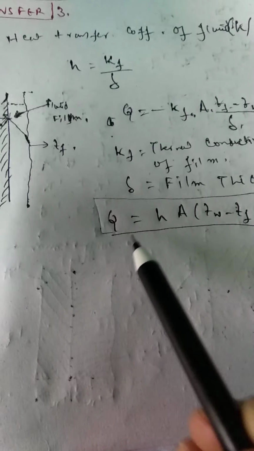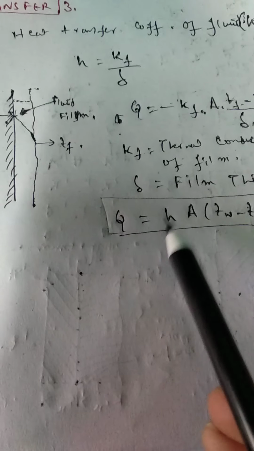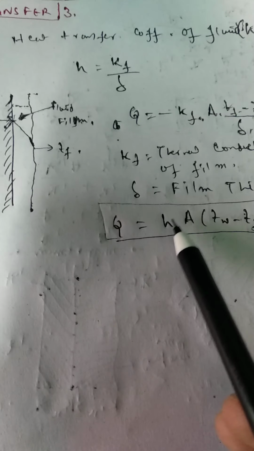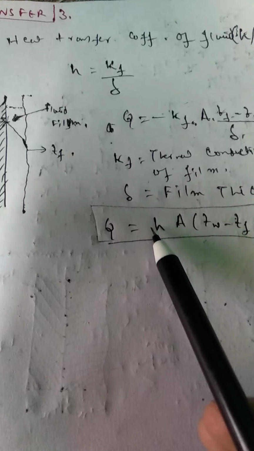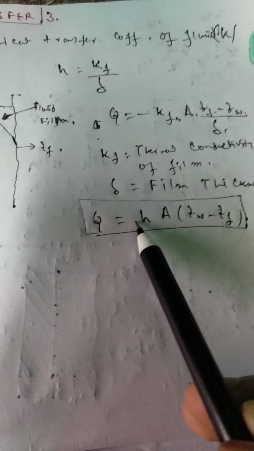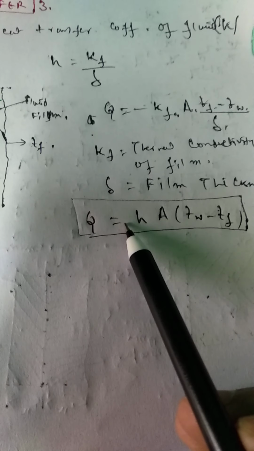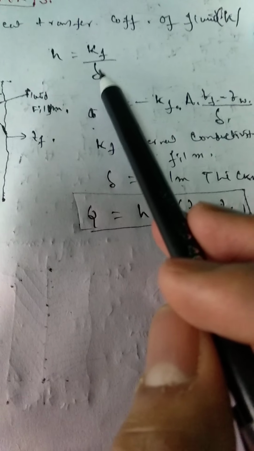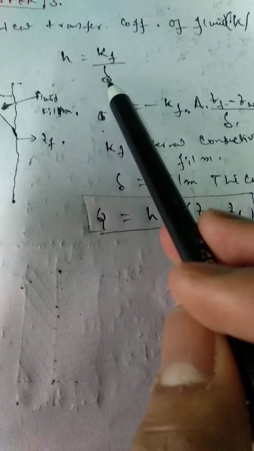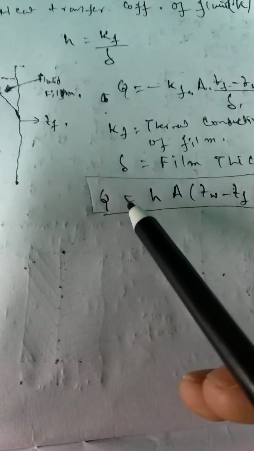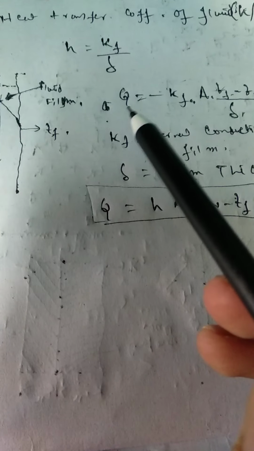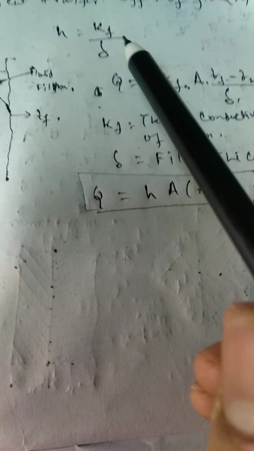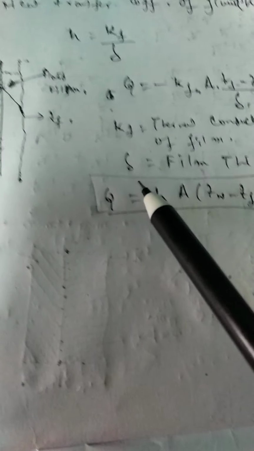Now this rate of heat transfer Q increases with the increase in the value of h, the heat transfer coefficient. Again, the higher the value of Kf and the lower the value of film thickness delta, the higher will be the value of h. So Q depends upon Kf and delta. The higher the Kf and the lower the delta, the greater will be the value of Q.